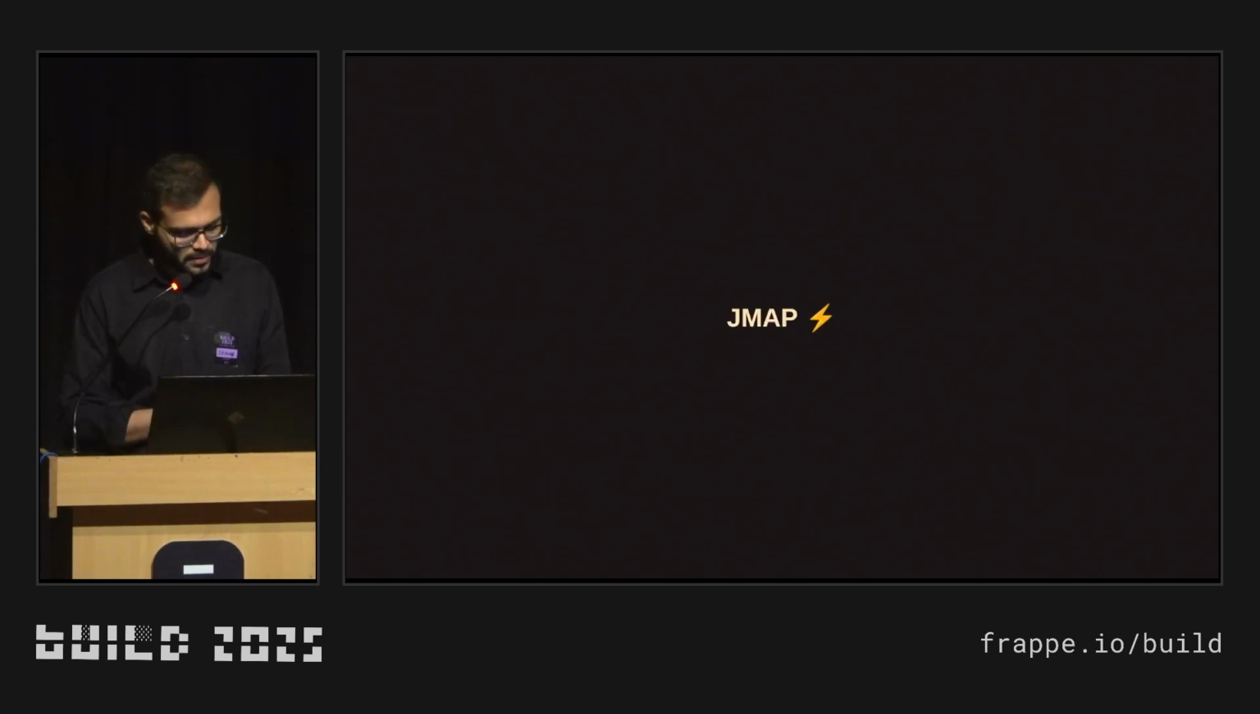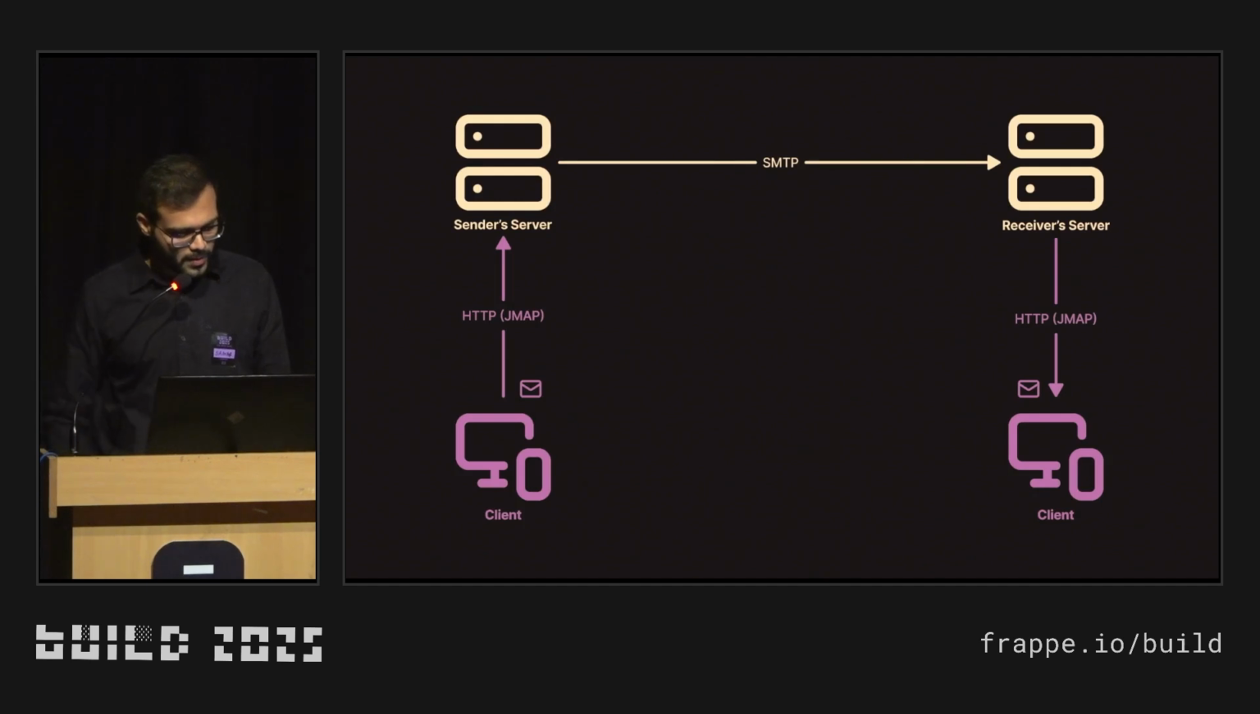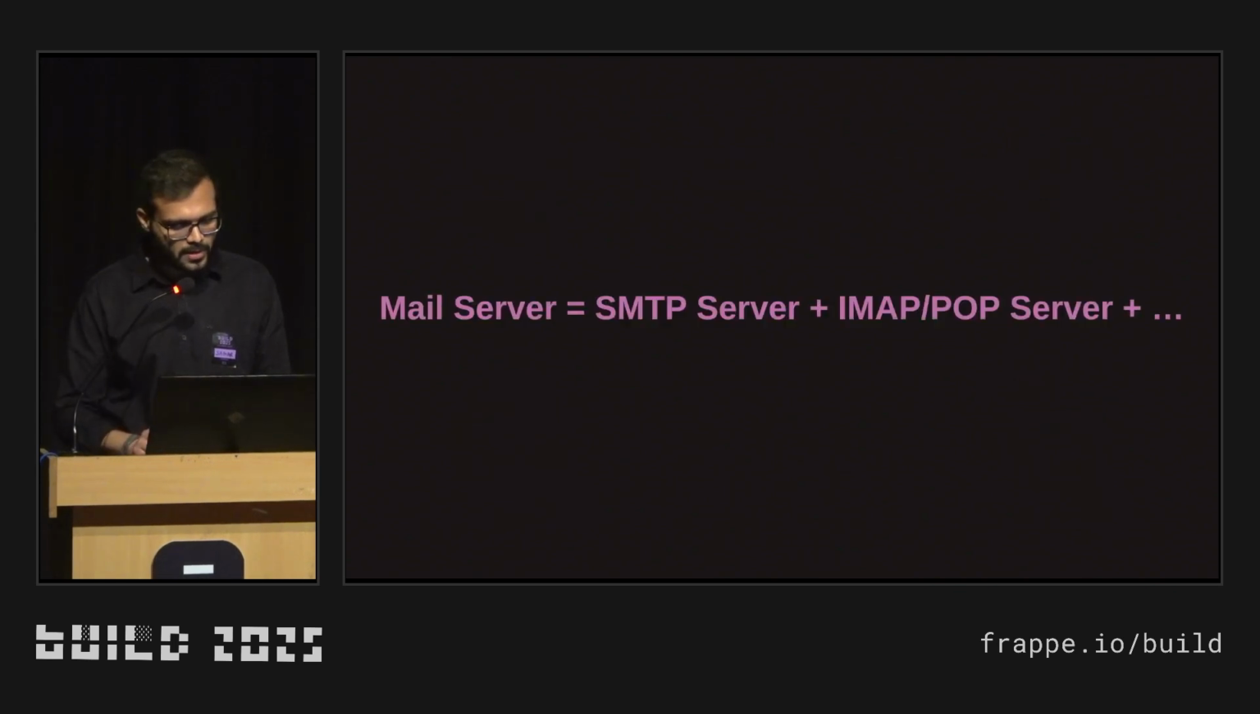JMAP, JSON Meta Application Protocol, a modern replacement for SMTP and IMAP using JSON over HTTP. It completely replaces IMAP and partially replaces SMTP. SMTP is used for server-to-server communication in a JMAP environment.